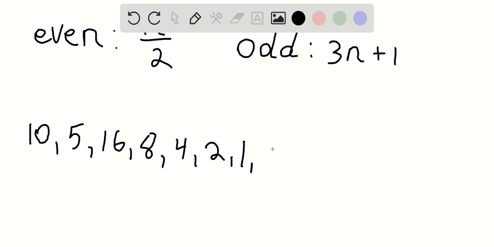So we could go, I guess, 4. But then, well, 4 is even, so divided by 2, we get 2. And 2 is even, so we get 1. And then 1 is odd, so times 3 plus 1 is 4.